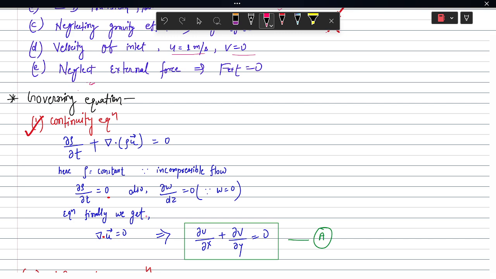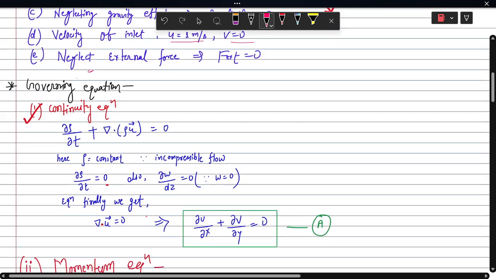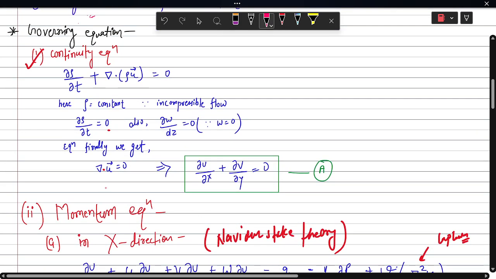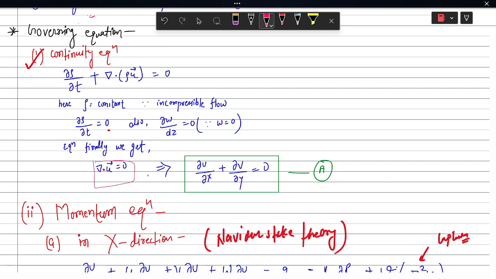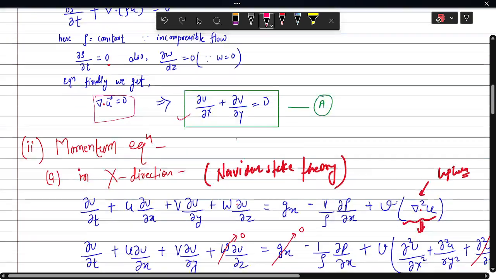Also, we know that there is no movement in the z direction. Therefore, del w by del z is equal to 0 because w is 0. So we get the final equation: del u by del x plus del v by del y is equal to 0. This is equation A.